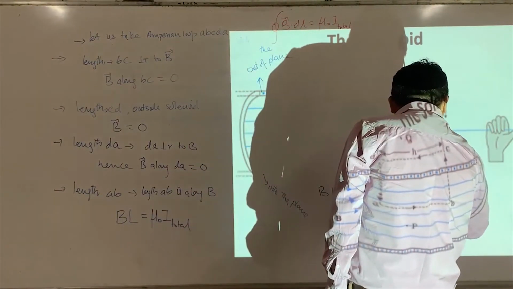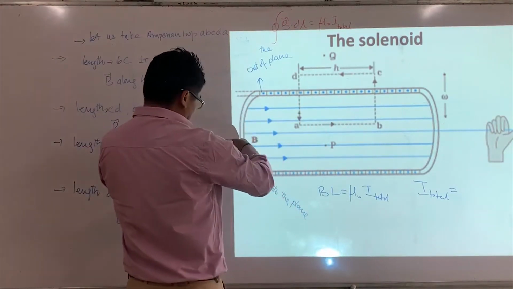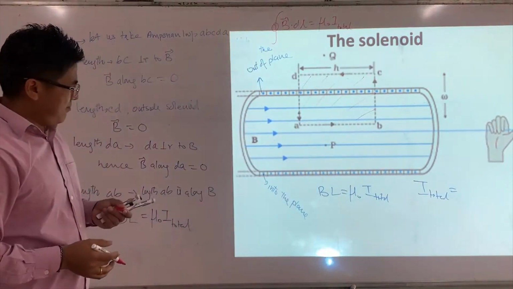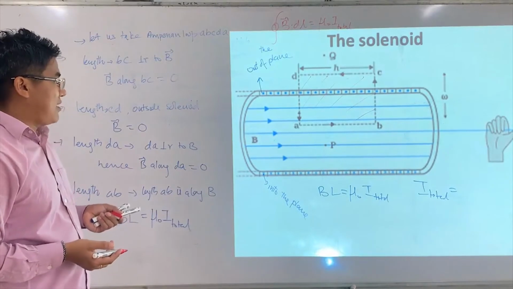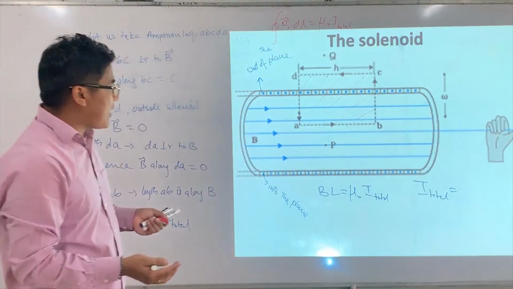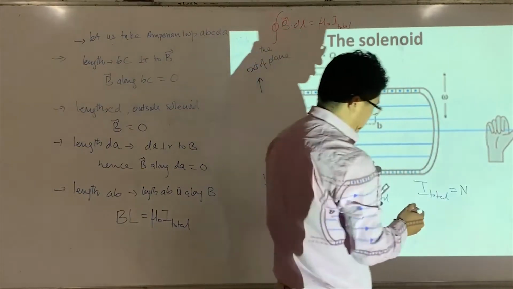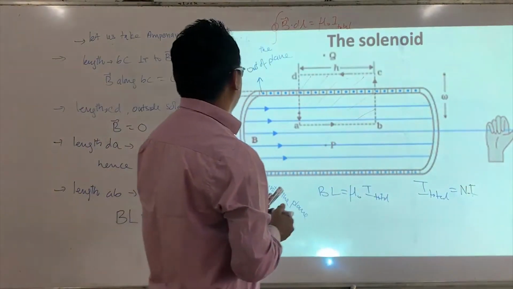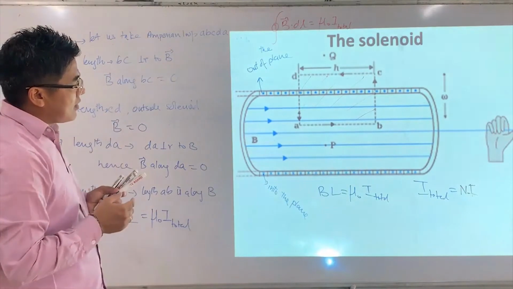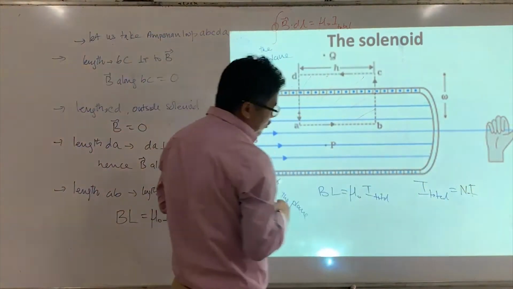So what is I total? I total is the total current penetrating through this surface. All the currents, 1, 2, 3, 4, 5, and so on. Let's say I have n number of turns across this length. If there are n number of turns across this length, the total current is going to become n times I, where I is the current passing through a wire. The total current passing through this surface is the number of turns enclosed by this surface, which is n. So the total current is going to become this.